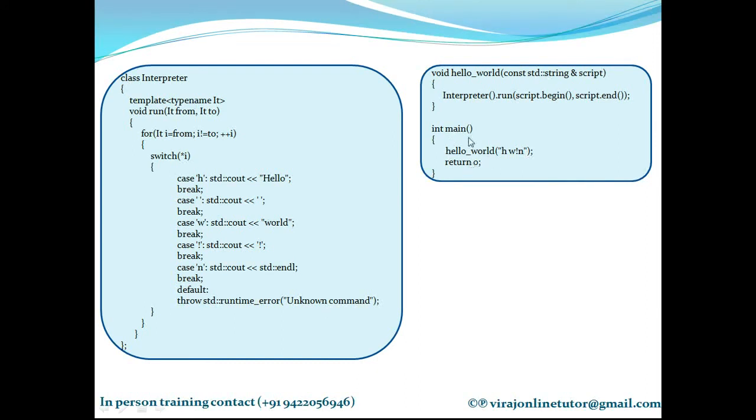So here in the main, I call a hello world function and I pass this string H space W exclamation N. This string is passed here, and the beginning and end iterators are passed to the run function. So from beginning to end, it keeps on iterating. In place of H, it will print hello on the screen. In place of single space, it will print single space. In place of W, it will print world. In place of exclamation, it will print exclamation. In place of N, it will print a new line character. So in short, it will print hello space world exclamation on the screen.